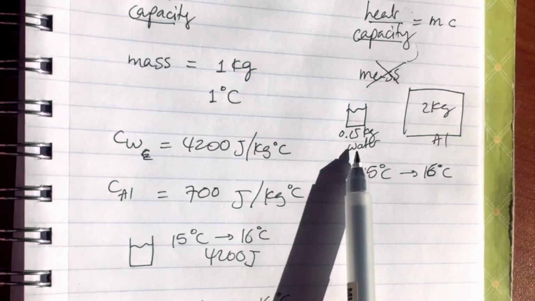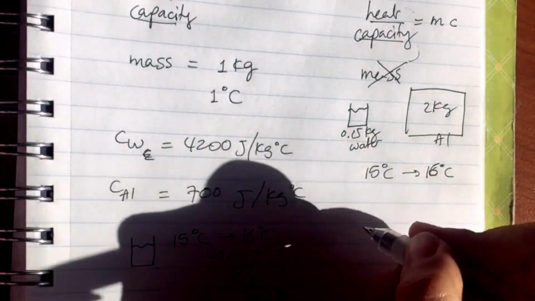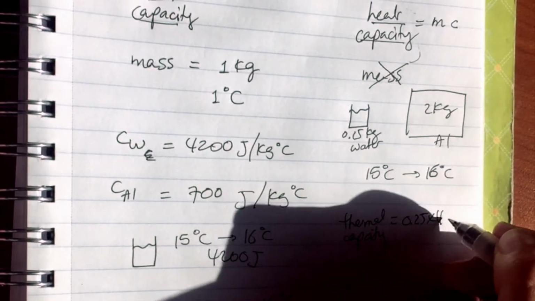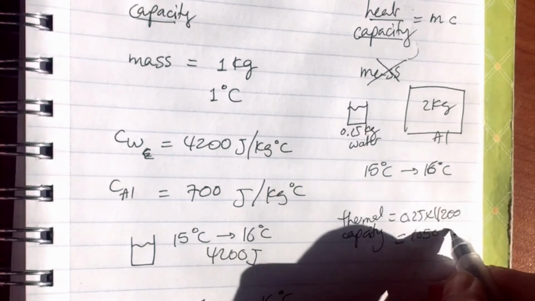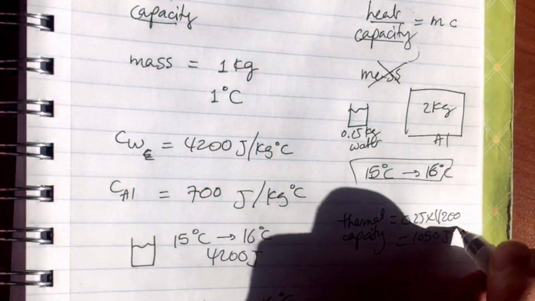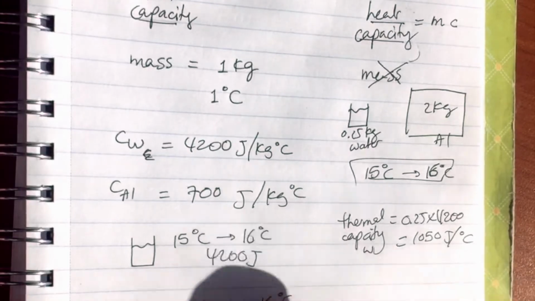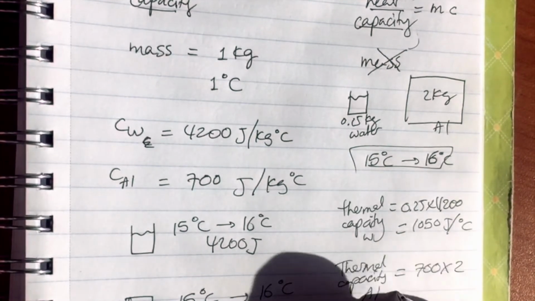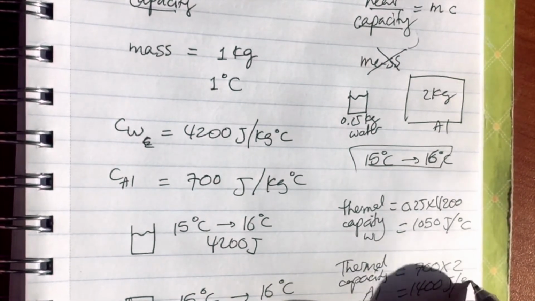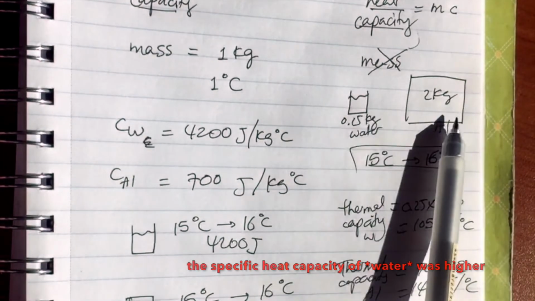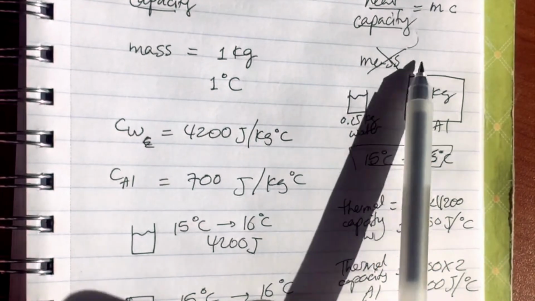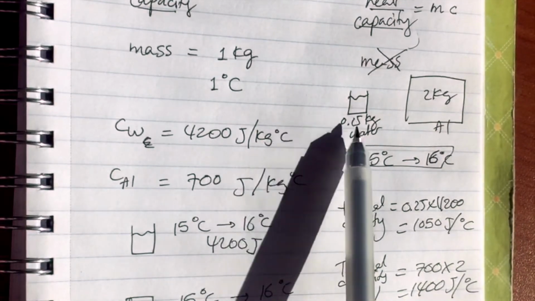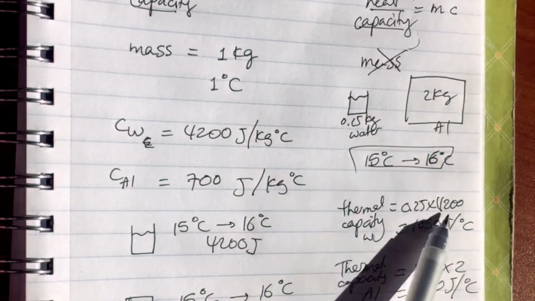Even though the specific heat capacity of water is higher, if we do the calculations now, the thermal capacity for water in this example is 0.25 times 4,200, which is 1,050 joules, right? And this is per 1 Celsius degree change. If I want to find the thermal capacity of the aluminium in this example, you need 700 times 2, which is 1,400 joules per Celsius. So that means that even though the specific heat capacity of water was higher, the thermal capacity of this whole system for aluminium is higher. So I need more energy to heat up 2 kilograms of aluminium than I need for a quarter of a kilogram of water by the same change in temperature, right?